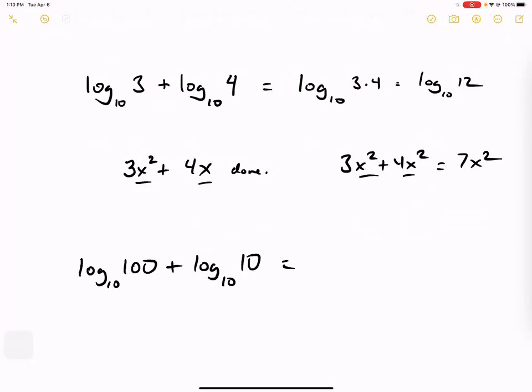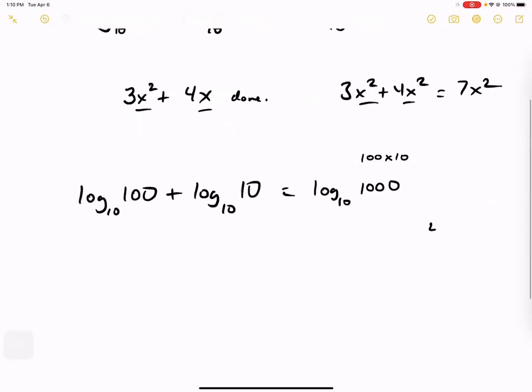Now, according to our rule, we end up with log base 10 of 100 times 10, which is 1000. Now, are these equivalent statements? They don't look equivalent, but are they? Now, this takes us back to what logs really are. If you guys remember the slogan before spring break, what do logs solve for? Logs solve for exponents. Logs are actually exponents. The answer to logs are exponents.